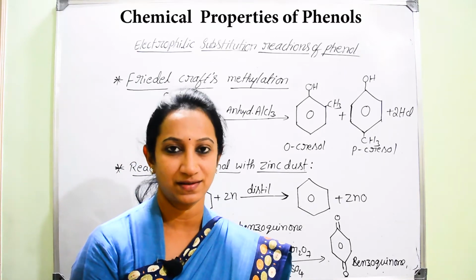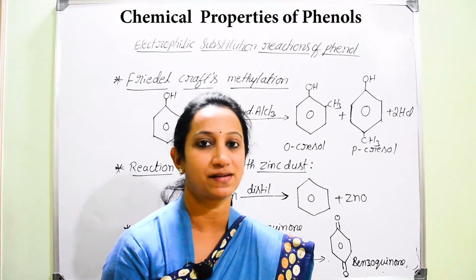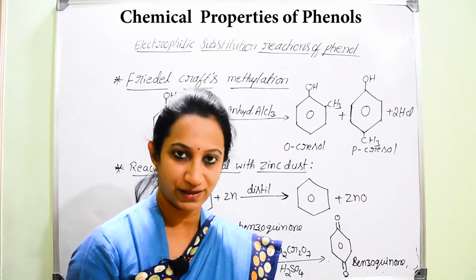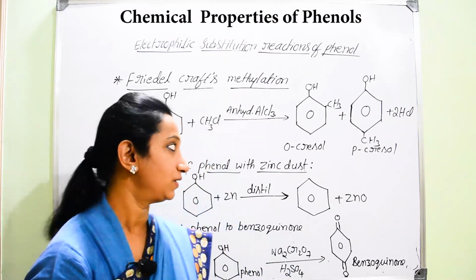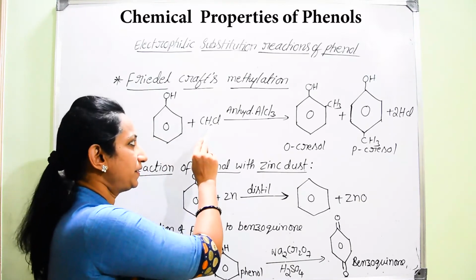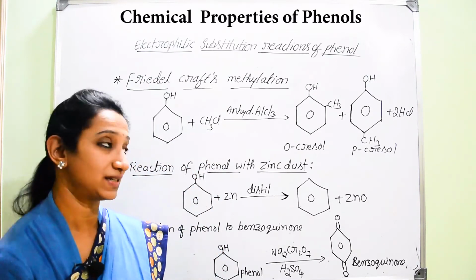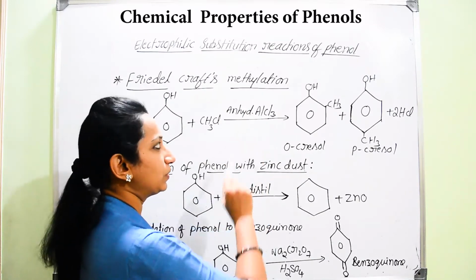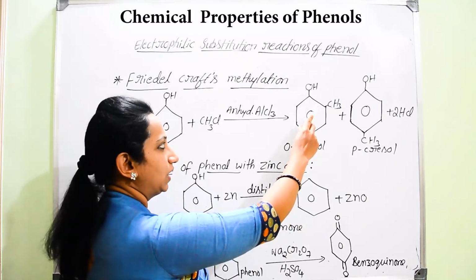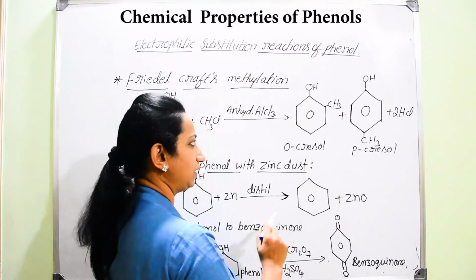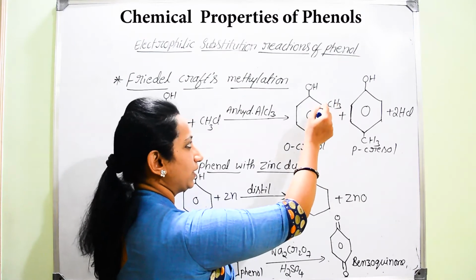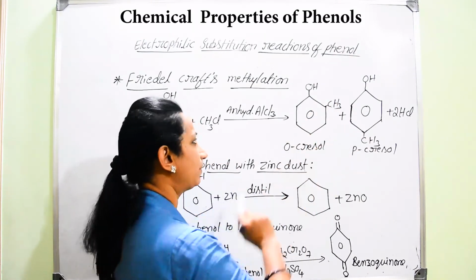The next reaction of phenol, an electrophilic substitution reaction, is Friedel-Crafts methylation. So it is alkylation where we substitute a methyl group, hence we can call it Friedel-Crafts methylation. So what is Friedel-Crafts methylation? When phenol is treated with methyl chloride in the presence of anhydrous aluminum chloride as the catalyst, it results in the formation of a mixture of orthocresol and paracresol, where the methyl group is at the ortho position in one and at the para position in the other.